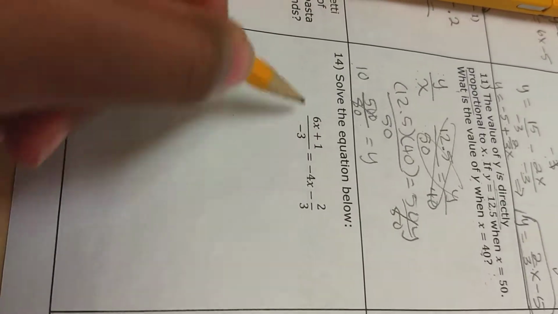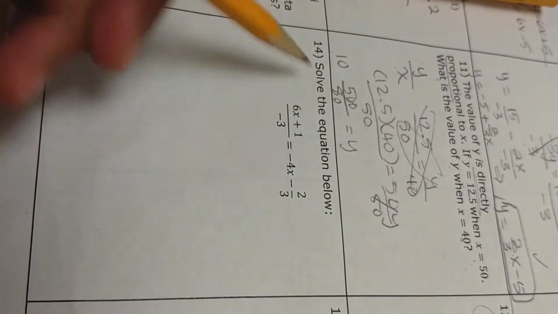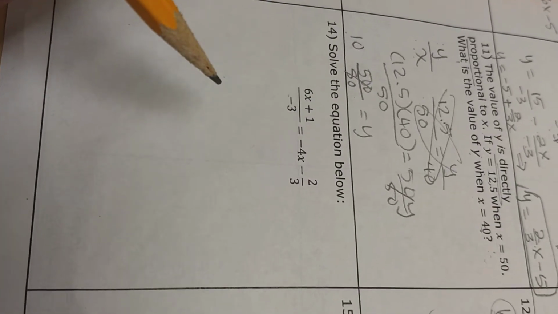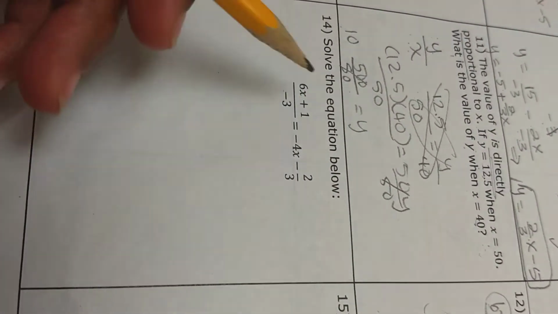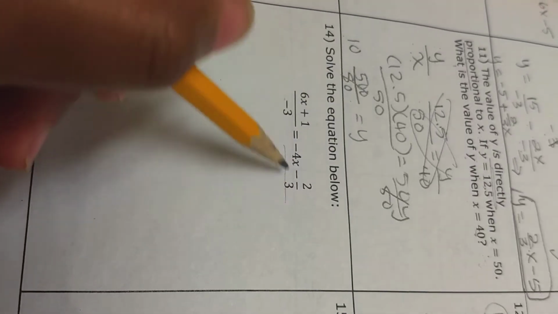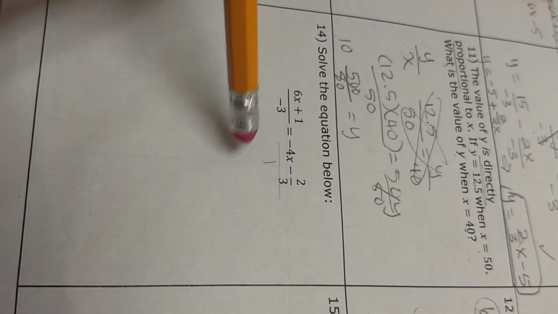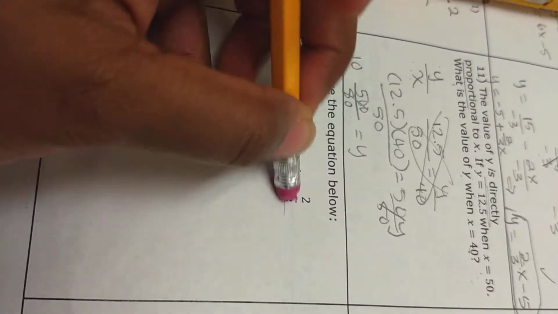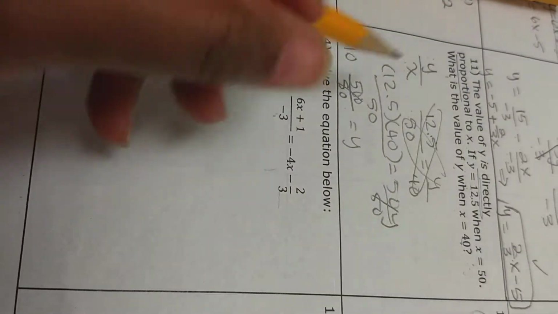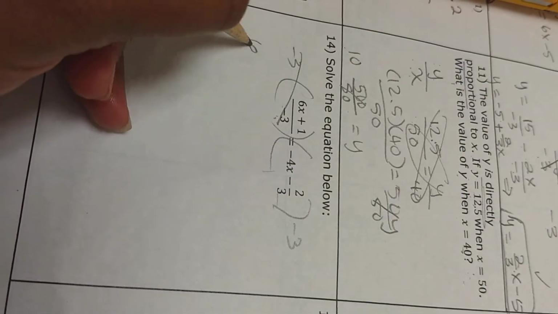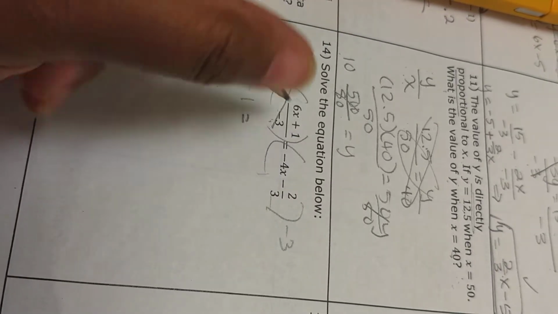14 by hand. Again, I see a lot going on here. I see a fraction here, a fraction here. So what I'm going to do is I can either change it into a proportion and do cross products, which might be best here, or I can multiply by this denominator. Okay, so that cancels and I get 6x plus 1 equals.